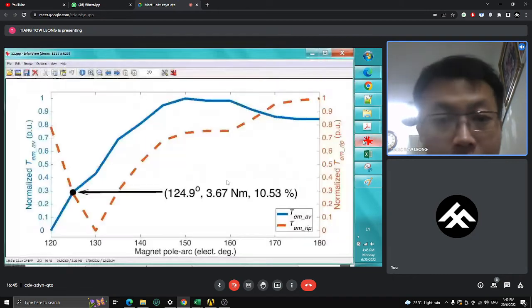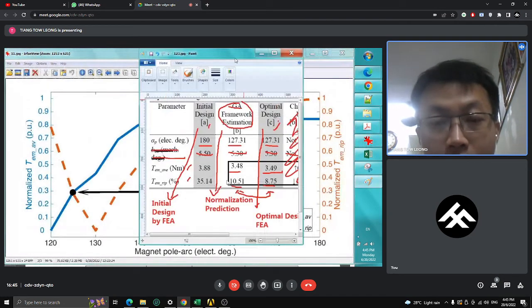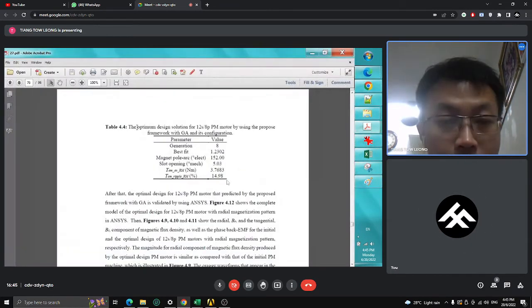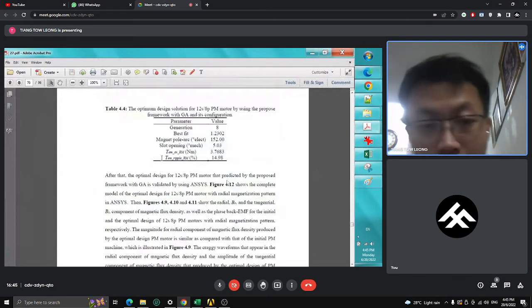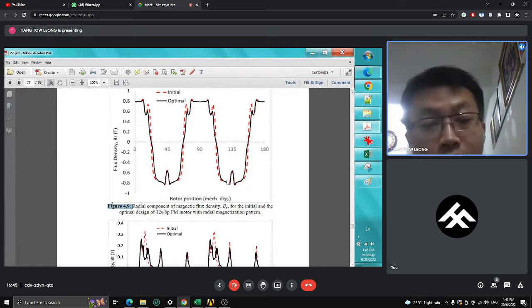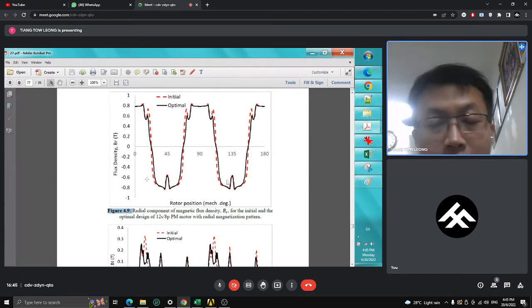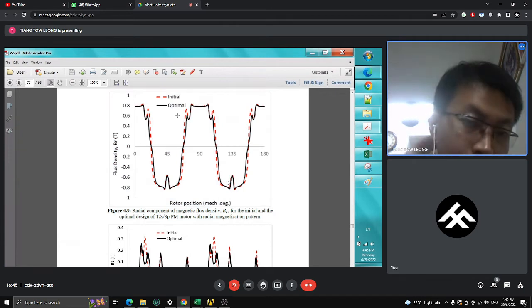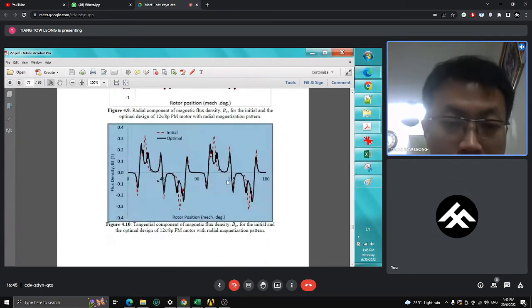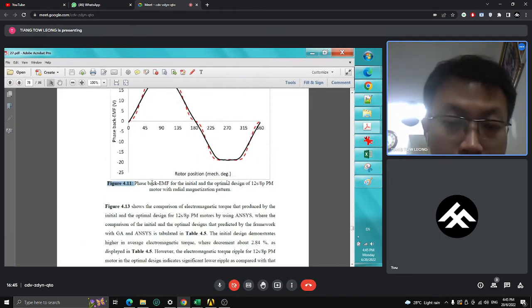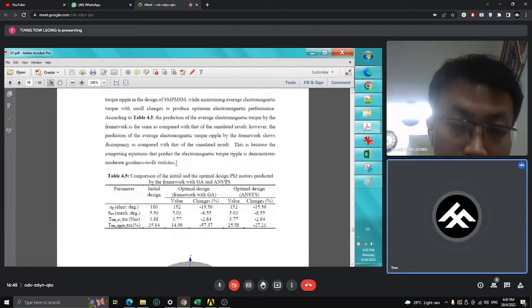Yang table ni, table mana satu dah? Ni table ni kena masuk kan? Nah, so you kena masuk ke section ni lah. Then okay, this comparison you kena masuk. Figure 4.9 kena masuk. You need to compare the 180 with the optimum motor. You need to compare the initial and also the optimum. Boleh? Okay, boleh. VR pun sama. Figure 4.10 kena masuk. Figure 4.11 kena masuk. Am I too fast? No, okay.